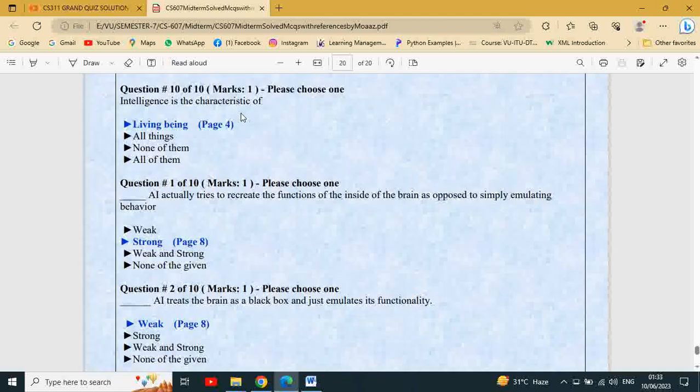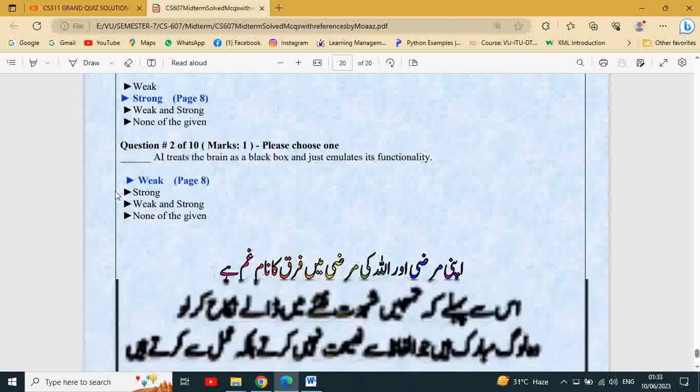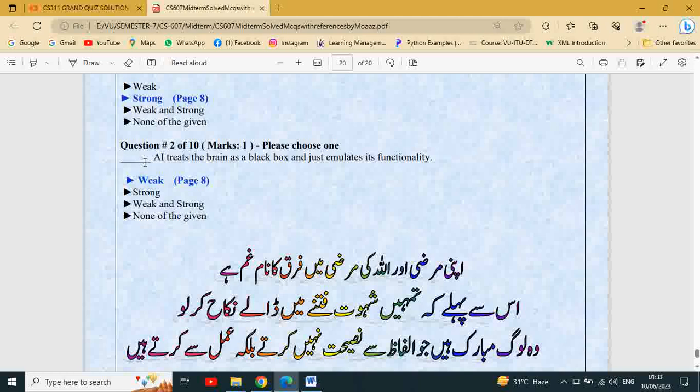Intelligence is the characteristic of living beings. Living things have this characteristic called intelligence. Strong AI actually tries to recreate the functions of the inside of the brain as opposed to simply emulating behavior. Strong AI is the answer. Last question: dash AI treats the brain as a black box. Weak AI treats the brain as a black box and just emulates its functionality.